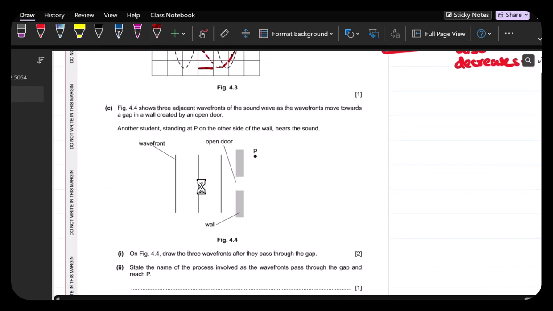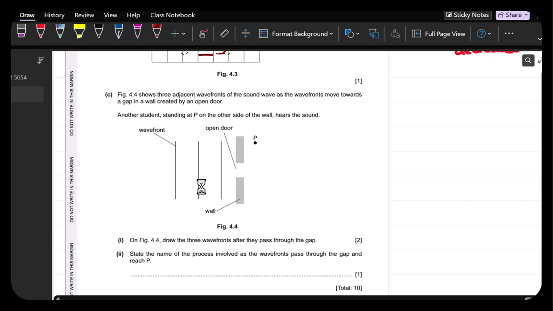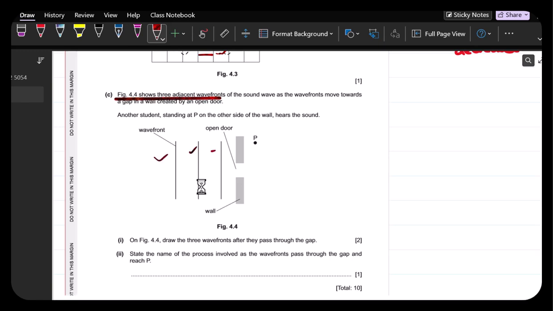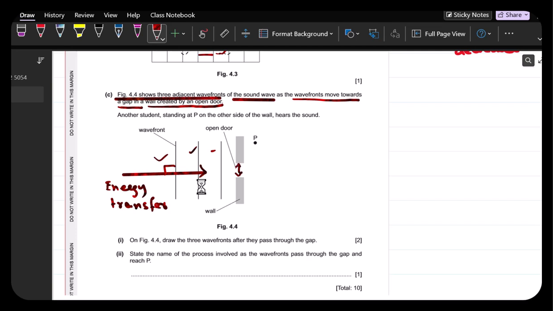Now the part C, figure 4.1 shows three adjacent wave fronts. These are the wave fronts. They are always perpendicular to energy transfer. Remember this. So these wave fronts are for the sound wave. As the wave front moves towards a gap in a wall created by an open door, so this is a gap here. So you can compare that wavelength is greater than gap.